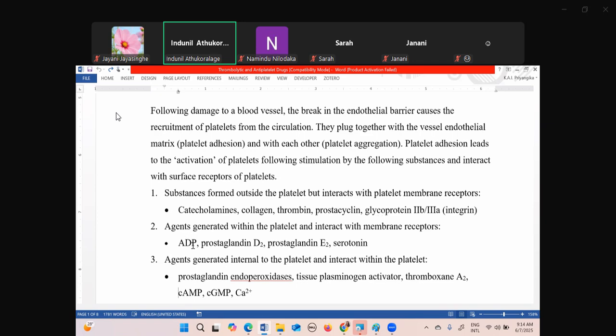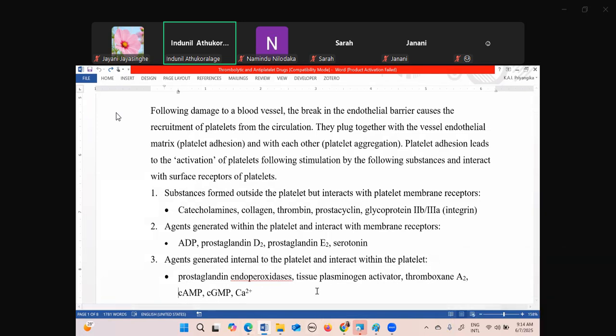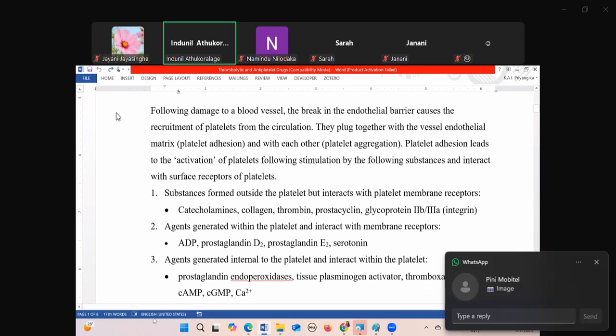And there are certain other agents generated within the platelets that interact with membrane receptors, like ADP, prostaglandin D2, prostaglandin E2, and serotonin. And there is another category, agents generated internal to the platelet that interact within the platelet, not with the membrane receptors, like prostaglandin endoperoxides, tissue plasminogen activators, thromboxane A2, and cAMP, right? So it's like this.